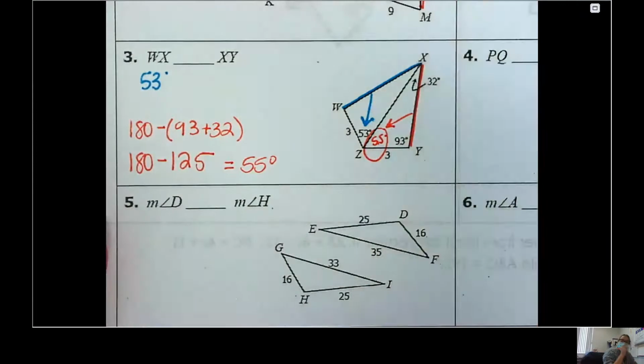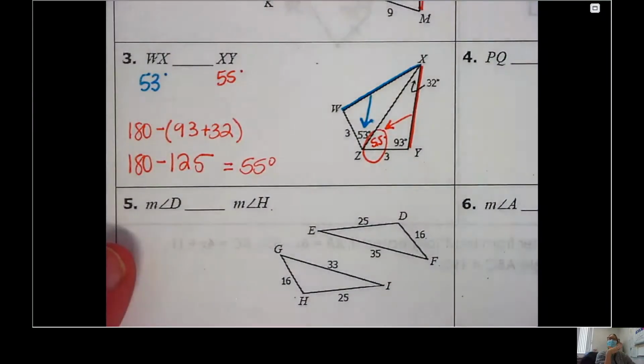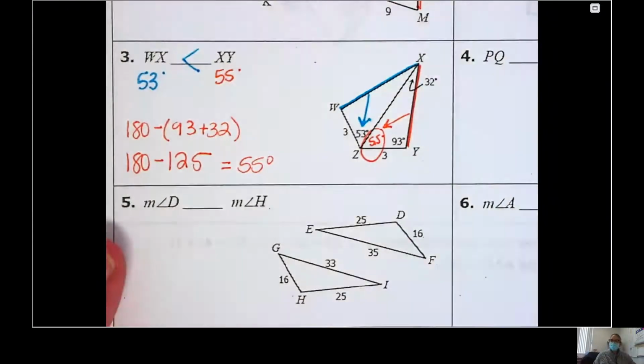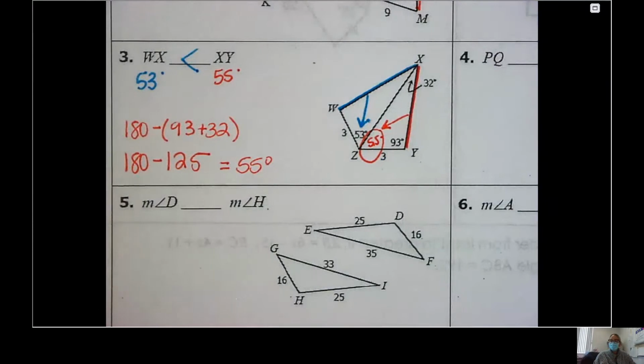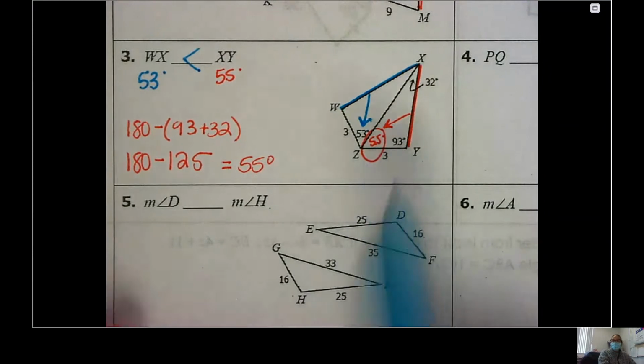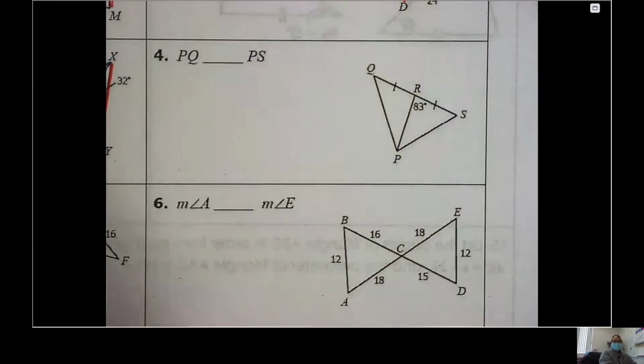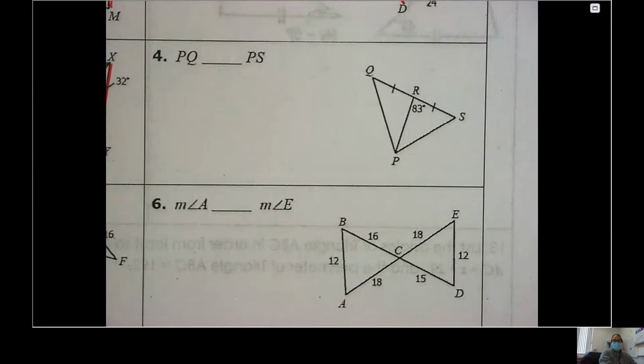I know it's small, I'm sorry. Okay, so I'm going to put 55 right under my XY. So now the final question is WX greater than or less than XY? Less than. There you go. All right. So sometimes you might be asked to find like that unknown angle there, but otherwise once you find it, it's just which one's bigger, which one's smaller. Okay, I'm going to do 4 and 5 with you, then you're going to try the other 3. All right, number 4. PQ and PS.